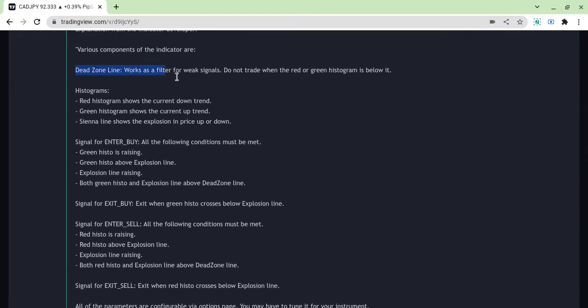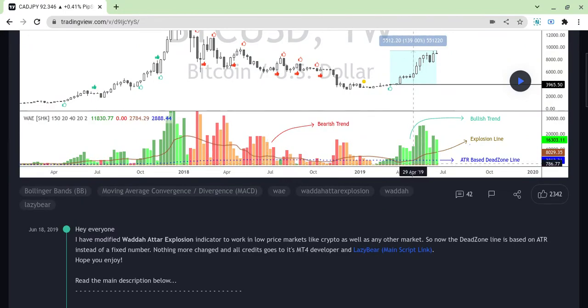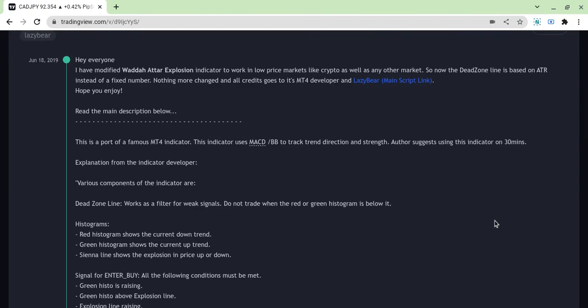First of all, know that the dead zone works as a filter for weak signals. So basically, do not trade when the red or green histogram is below it. All right. The red histogram, which are the red bars, shows the current downtrend. The green one shows the current uptrend. I use blue instead of green. And there's a sienna or brown line that is the explosion line when the price is going up or down. Now, I actually turned it white. And the dead zone was blue on his chart, the ATR based dead zone, but mine is yellow.